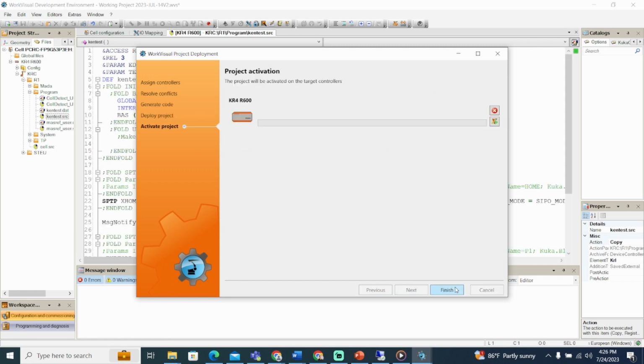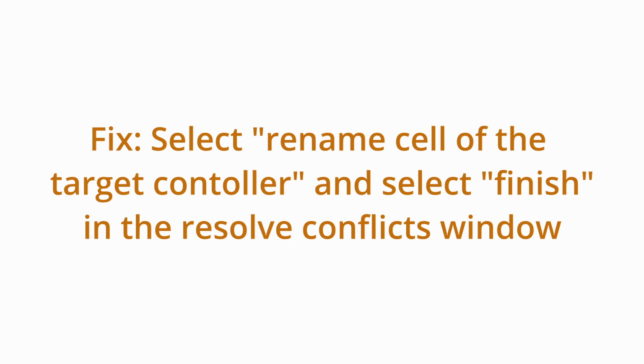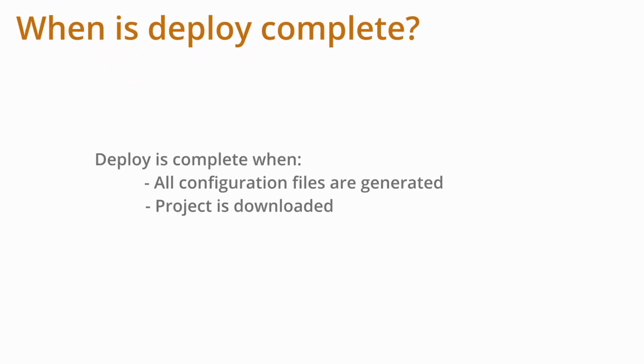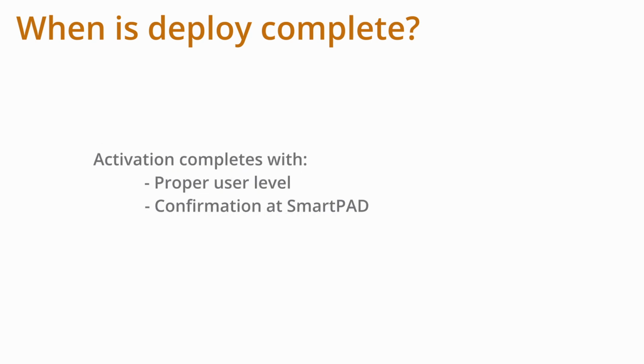You may be prompted to resolve the name of the cell object in the project. This happens when the cell name of the robot controller is different from the cell name of the project. Deploy is complete when all configuration files are generated and the project has been successfully downloaded to the robot controller. If the proper user level is logged on and prompts are confirmed on the SmartPad, activation completes and WorkVisual shows activated.